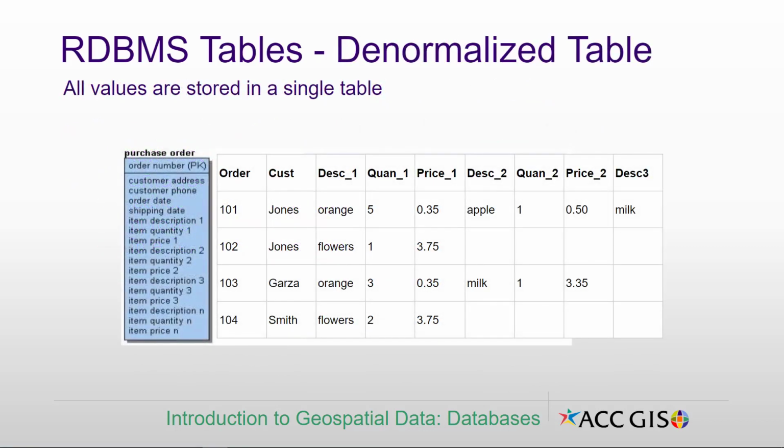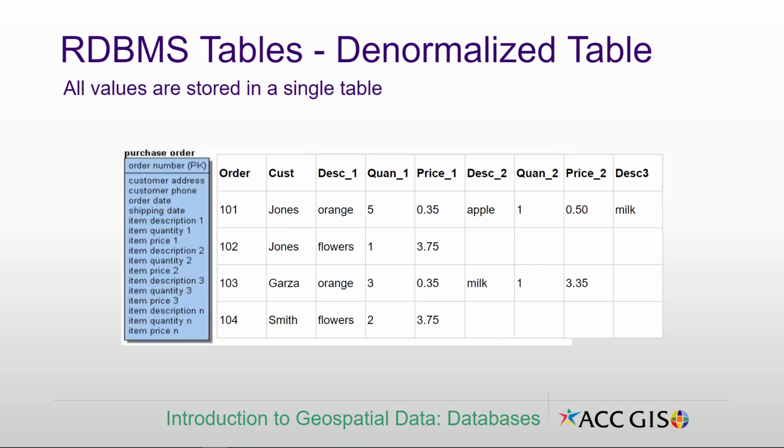Here's an example of a denormalized table. This is a grocery store, for example, that manages a purchase order for groceries. And you can see that each order and customer is managed in each record of the table. And so Jones has the first 2 orders, one that has 3 items and a second one that has a single item, flowers. And for every item, there are 3 different attributes: the description of the item, the quantity of the item, and the price of the item.